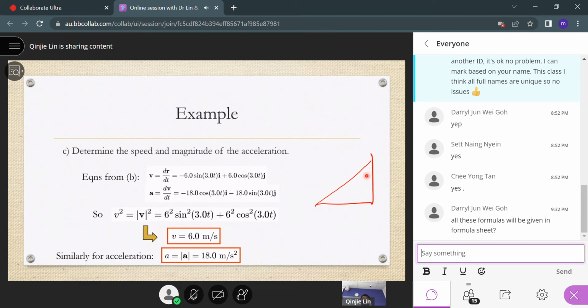Or basically, this is your x squared plus y squared equals to your something square. So with velocity, right, then it will be velocity squared. So you are just finding the magnitude.